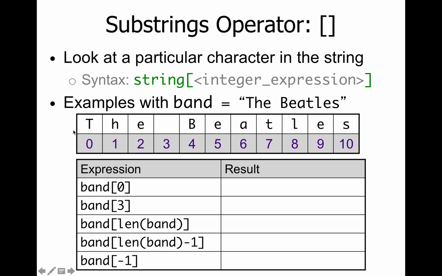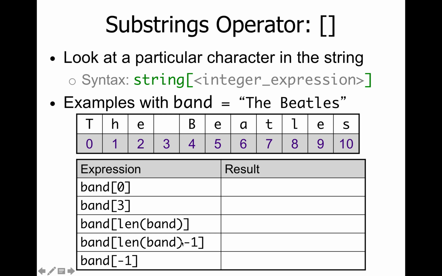So if we look up here at the 0 index, we see it's below T, the first letter. So that result is going to be T. How about band 3? If you said space, you're correct. What about band length of band? Well, the length of band is 11. There is no index value 11, so it's actually going to give you what's called an index out of bounds error. There is no index 11. It is out of bounds of the accepted indices of 0 through 10.